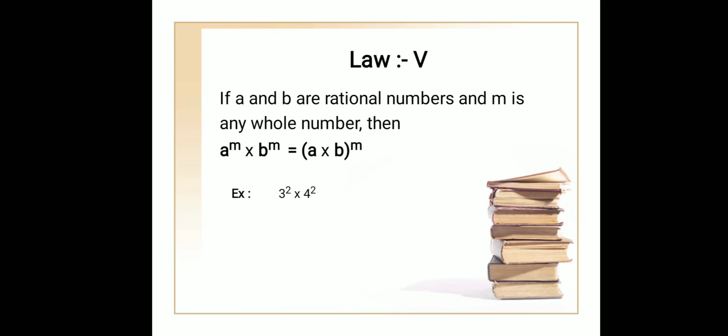Here is an example: 3 raised to the power of 2 multiplied by 4 raised to the power of 2. Here 3 and 4, both bases, are different but the power is the same. What is the power? Yes, the power is 2 and it is the same. So according to our rule, 3 raised to the power of 2 multiplied by 4 raised to the power of 2 means 3 into 4, raised to the power of 2.